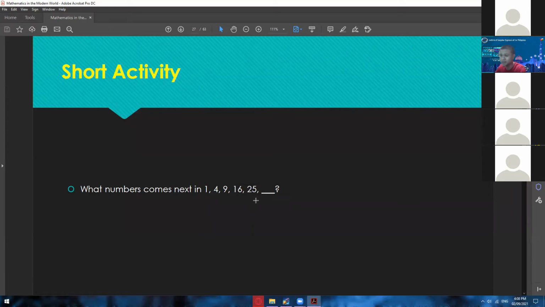So 9 plus 16, yeah, that's 25. And then the next difference is 11. 11 plus 25 will become 36. So the correct answer in this one is 36.